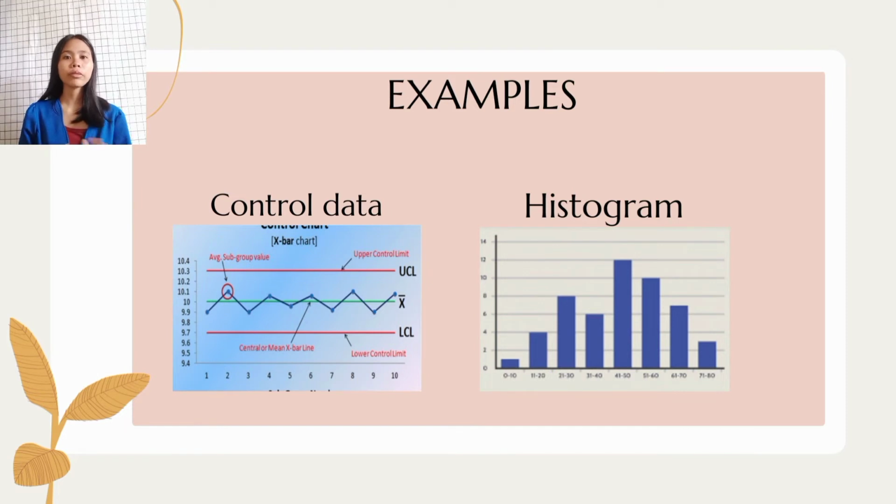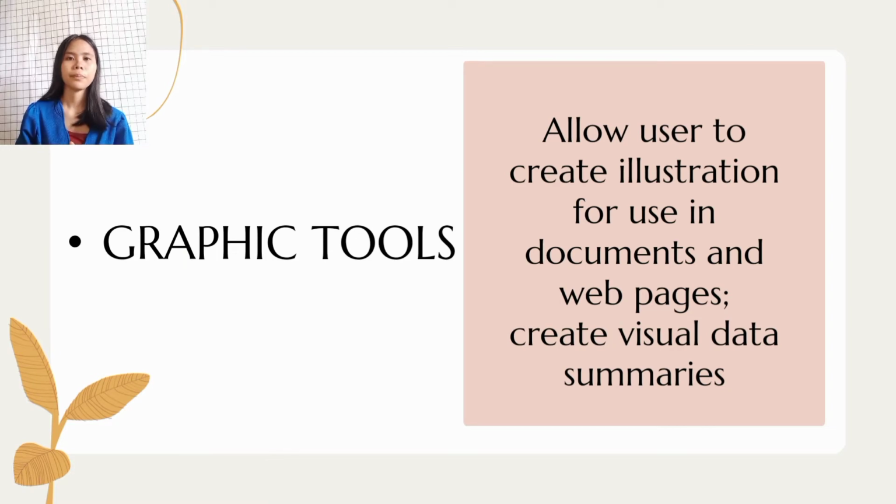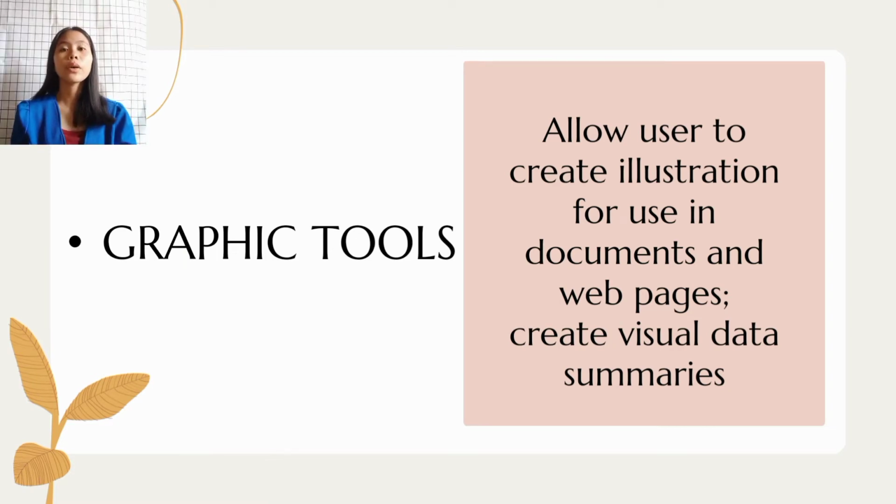Histogram, a common graph used to determine frequency distribution, or how often each different value in a set of data happens. Scatter diagram, utilized to determine the relationship between two variables. And survey, data collected in target groups of people about their perspective, behavior, or knowledge in a problem. Graphic tools allow users to create illustrations for use in documents and web pages.